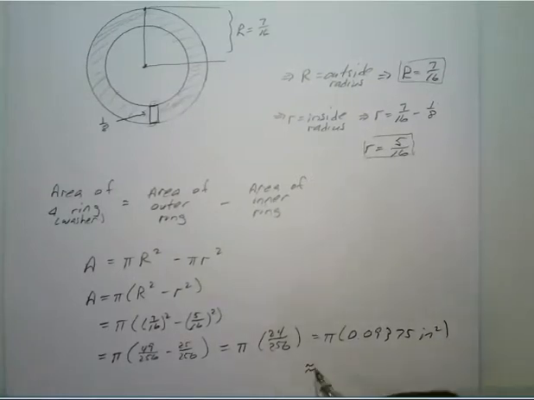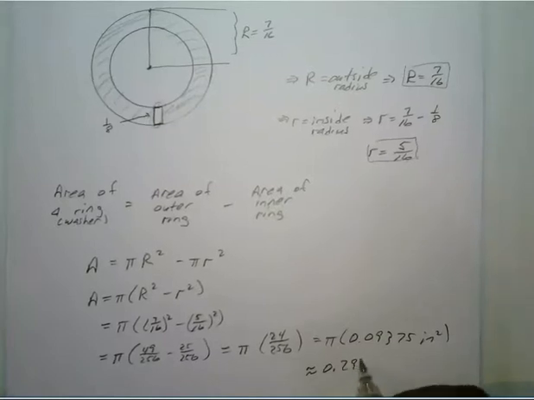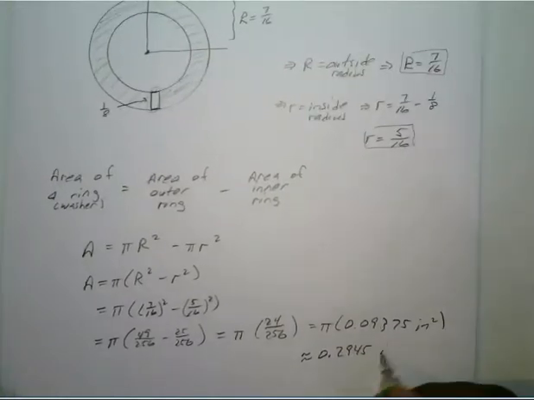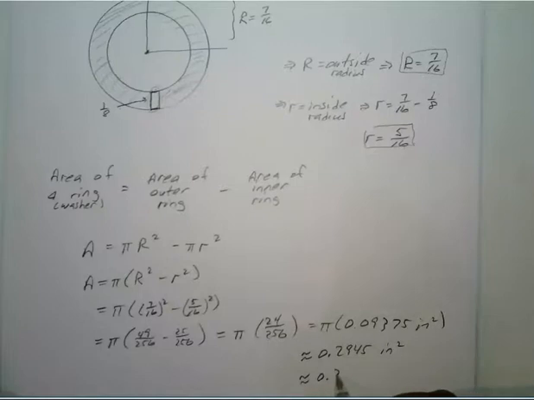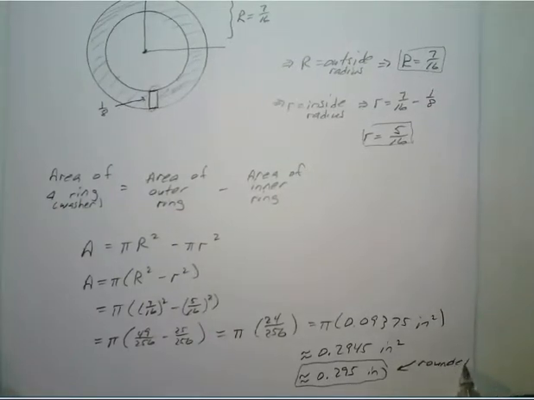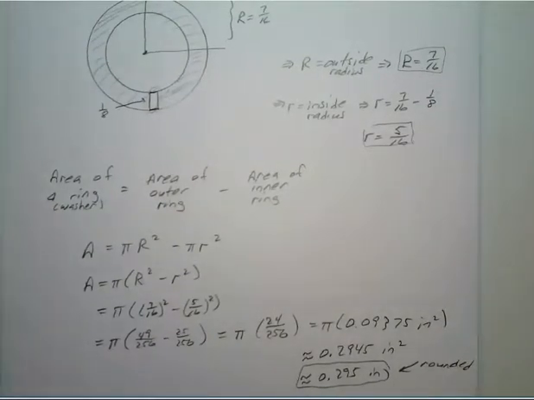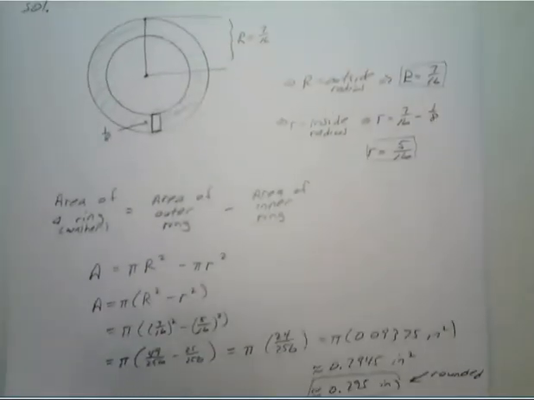Okay, which is approximately 0.2945 square inches, but rounded to 3 significant digits is 0.295 square inches. All right. So if you are still writing, of course, feel free to pause it and finish up. We're going to go ahead and go to our last example. Oh, in case you were still pausing it.